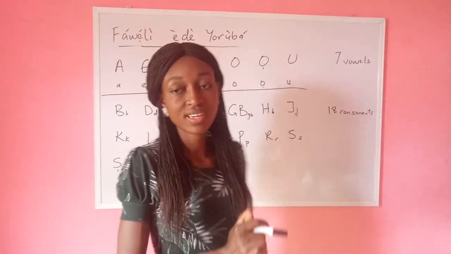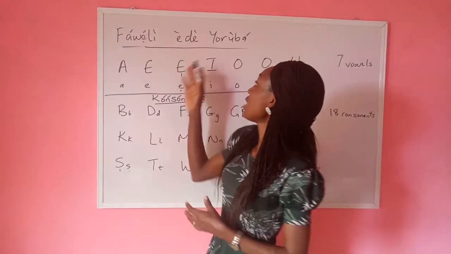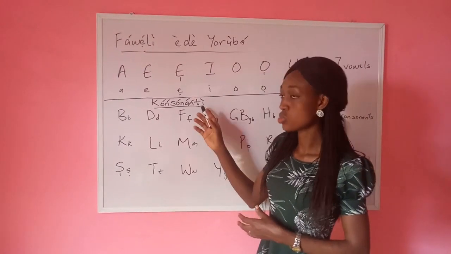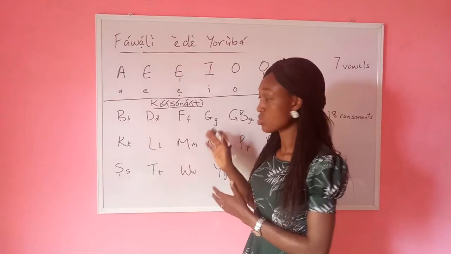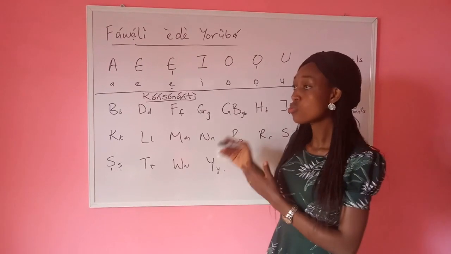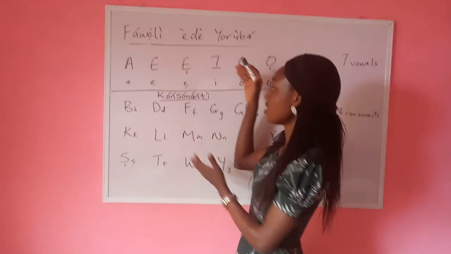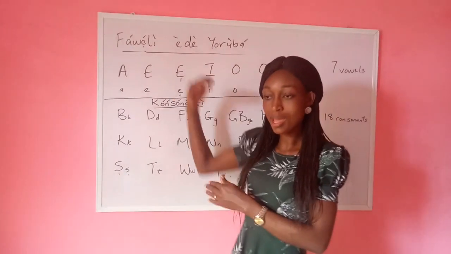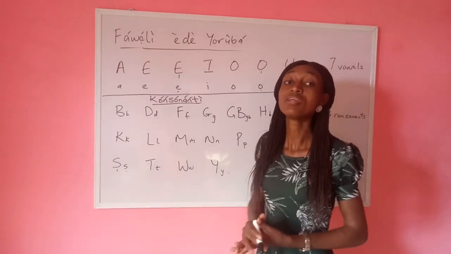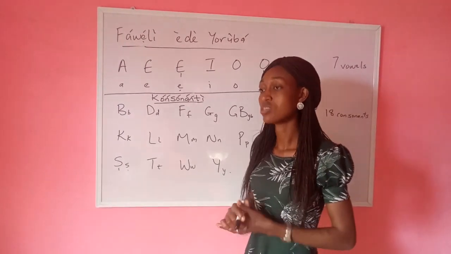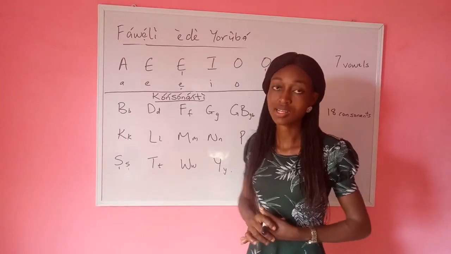So that is the Fáwẹ èdè Yorùbá, vowels in Yoruba language, and consonanti èdè Yorùbá, the consonants in Yoruba language. So if you are able to differentiate the vowels from the consonants, you are another step forward in being able to speak well and write in Yoruba language. That will take us to the next class. Thank you.